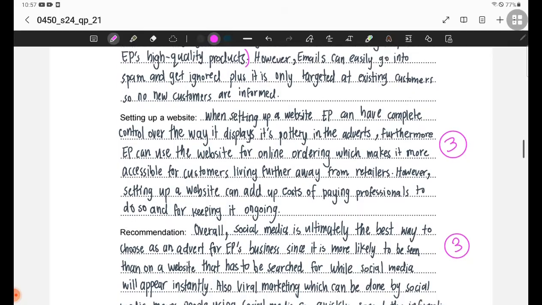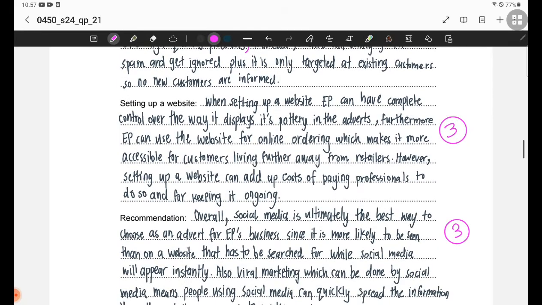Okay, last one, setting up a website. First of all, I think there's a lot to say here. I think a website gives a good impression of the business. Okay, this is one. It makes the information more detailed or presents the information better. It helps you control also how you present the information of your product.